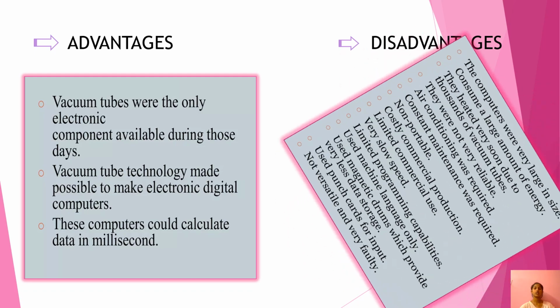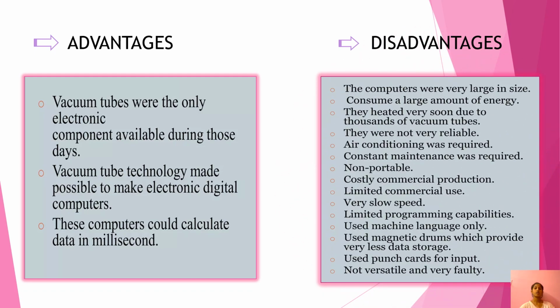So let's go to disadvantages. The computers were very large in size and they consumed a large amount of energy. They heated very soon due to thousands of vacuum tubes. Air conditioning was required, non-portable, very slow speed, used machine language only, limited commercial use and so on.